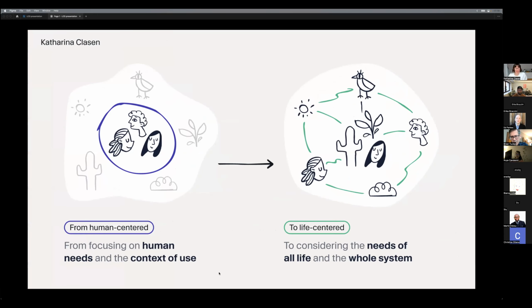And to summarize, because I'm at the end now, that's a transition I want us to make. I want us to move from human centricity. And again, I told you in the beginning, human-centered design is not against life-centered design. It is already in the definition, basically, but the way we practice it is really human-centered. And I want us to move a little bit more towards life centricity and to consider the needs of all life and the whole system, because that's also good for our own well-being.